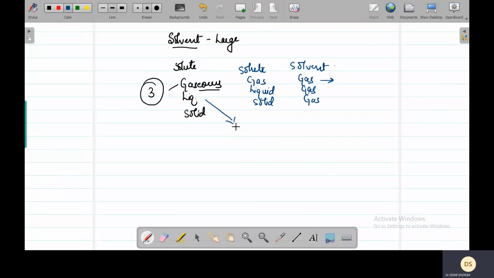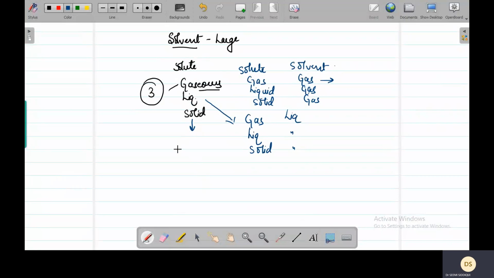Second, the liquid solutions. In the case of liquid solution, the solute can be gas, liquid, or solid, and your solvent will be liquid in all 3 cases. If we look at the examples: oxygen gas dissolved in water; liquid, ethanol dissolved in water; solid, glucose dissolved in water, or any other example you can take.